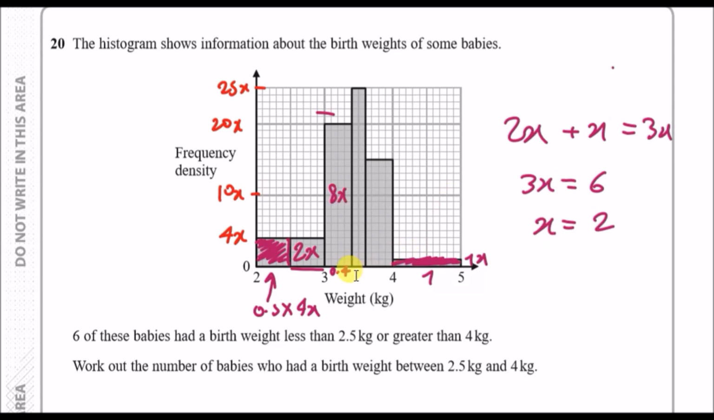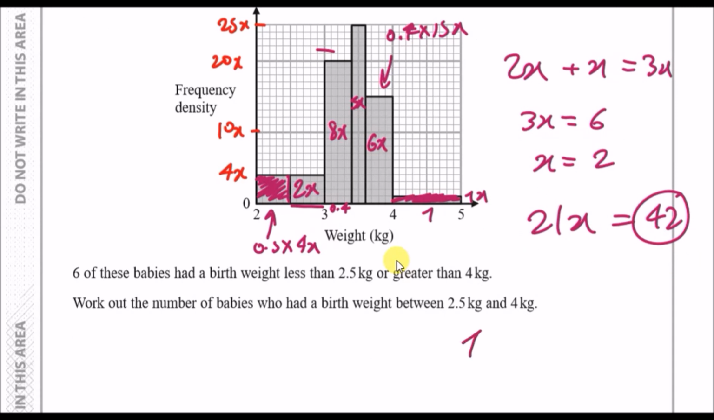Now this skinny block is 0.2 across times 25. So 0.2 times 25 is 5. So this skinny block is 5x. And now this little medium box. So again, 0.4 times, I think it's up to 15, isn't it? So 15x. So this is 0.4 times 15x. That's 6x. Okay, so now we just add up all these x's. You've got 2x, you've got 10x, 15, 21x. And because we know x is 2, this is going to equal 42. So we have 42 babies between these weights.